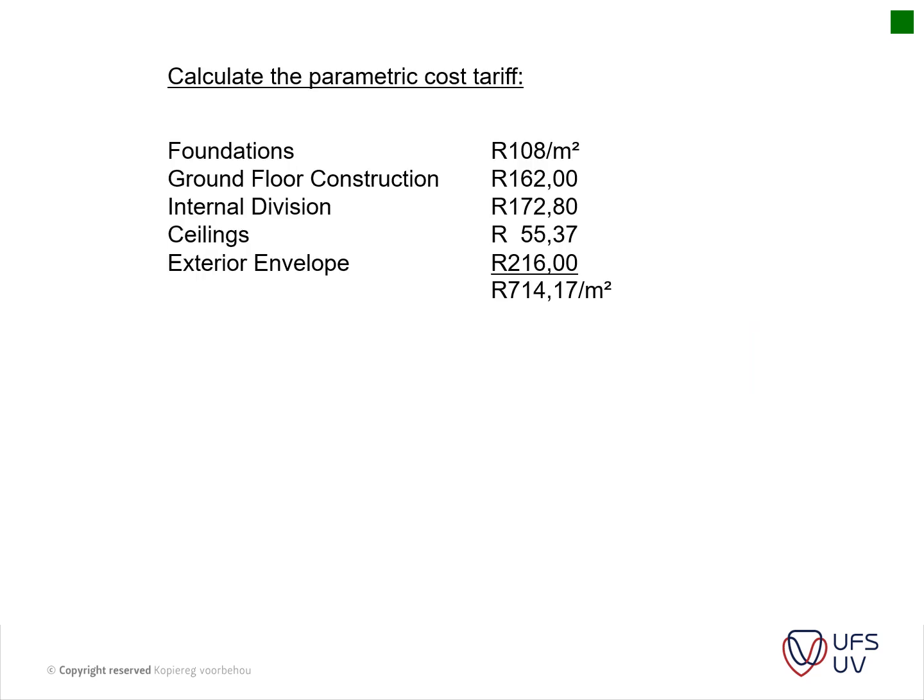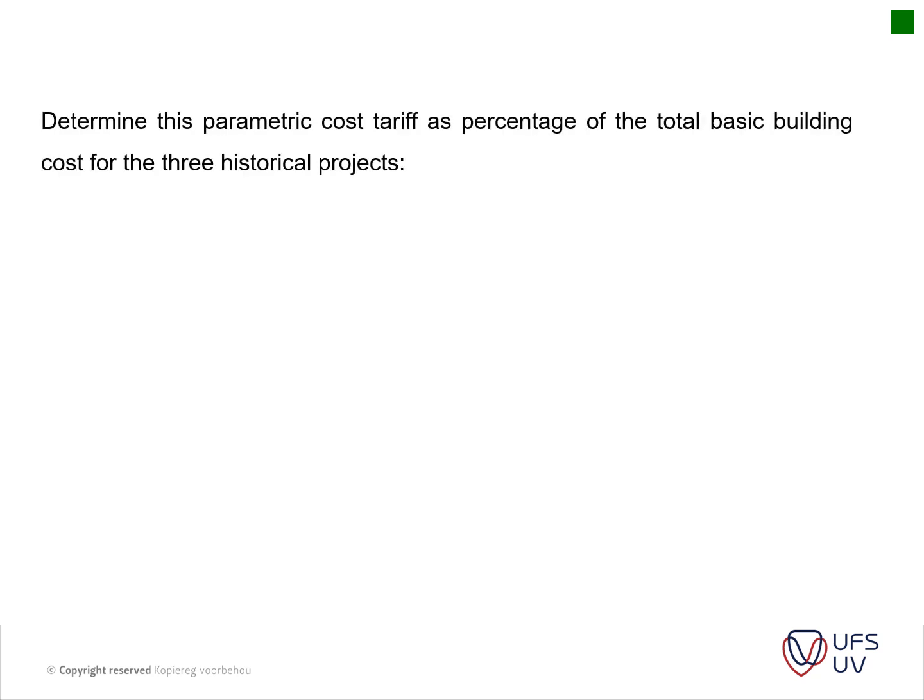Okay, so what you basically do is you add all of those items from table 2 together to get to a total rand per square meter rate. Okay, so you take that rate, and then the next step would be to calculate what percentage it is of a total project. So to determine that, determine this parametric tariff as a percentage of the total building cost for the three historical projects.